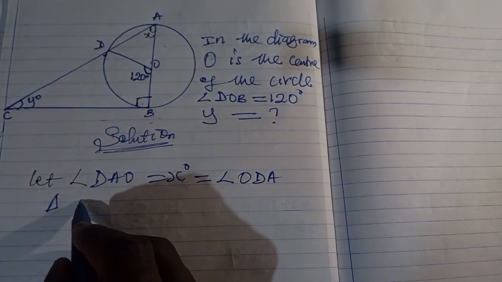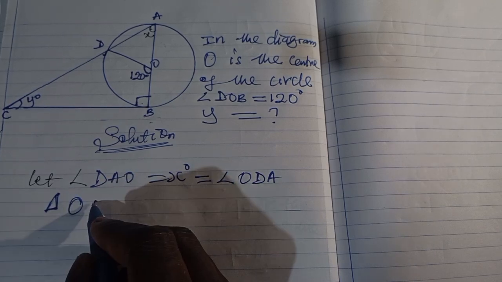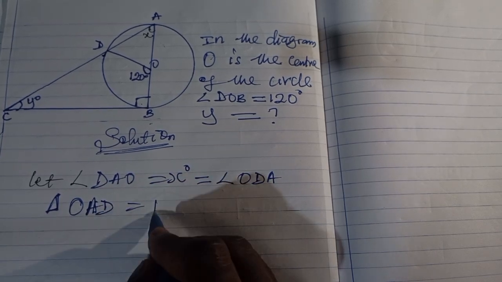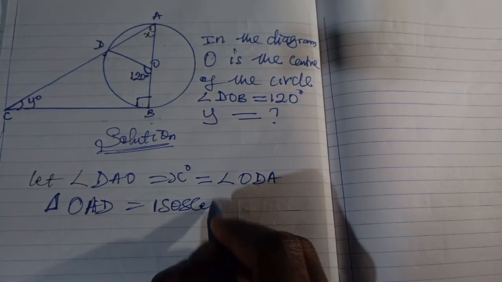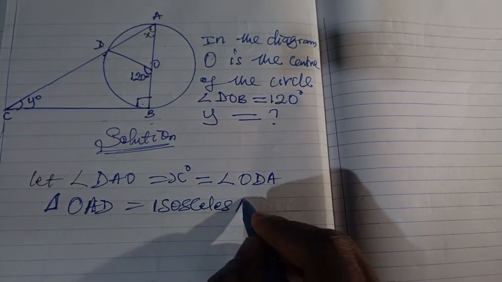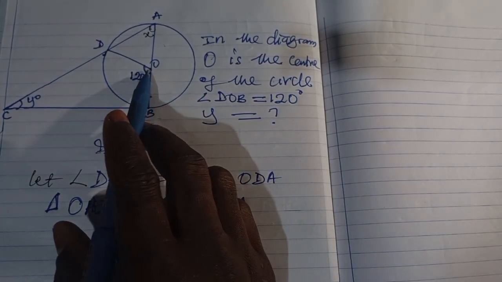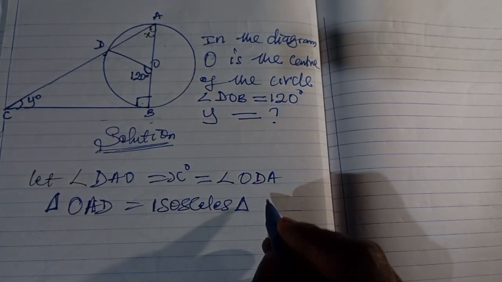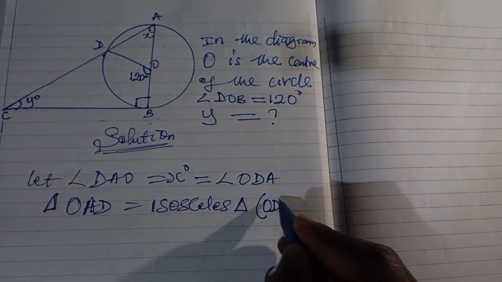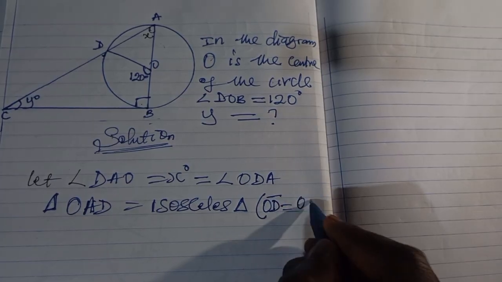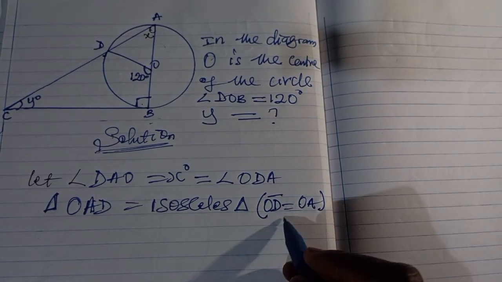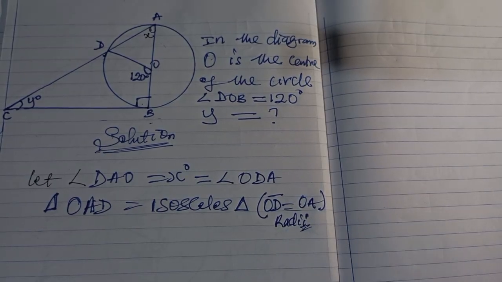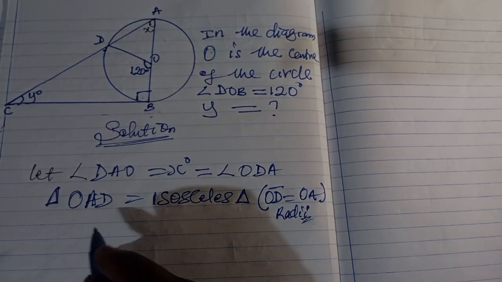Triangle OAD is an isosceles triangle because OD is equal to OA. That is, OD is equal to OA, which is the radii of the circle. So you can just call it the radii of the circle. Alright.